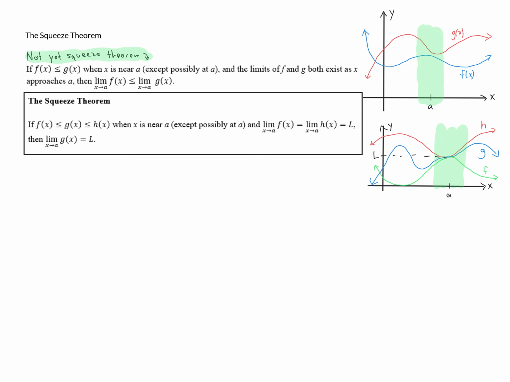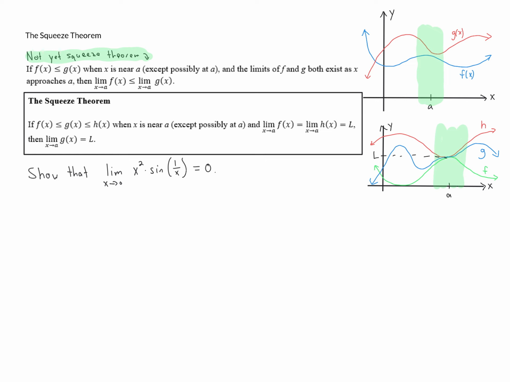But if we can squeeze it between easier or simpler functions, f and h, such that all of these things are true, that will help us find the limit of g of x as x approaches a. Let me show you a classic example here so you can see where this is useful. Now here we're being asked to show that the limit as x approaches 0 of x squared times sine of 1 over x is equal to 0.